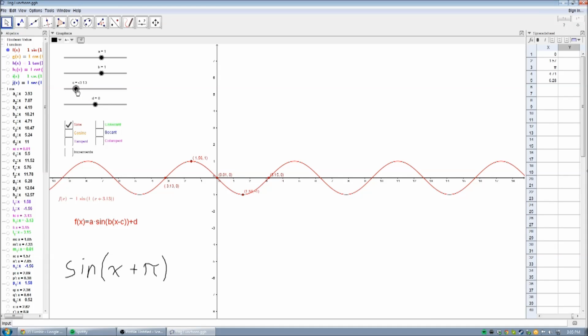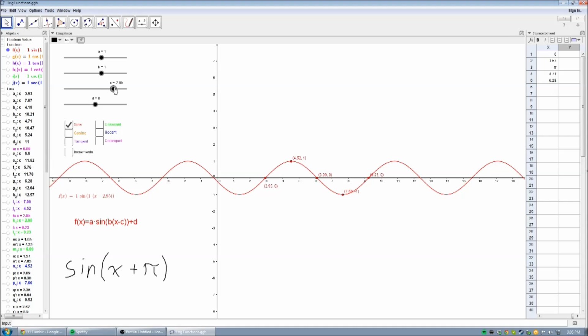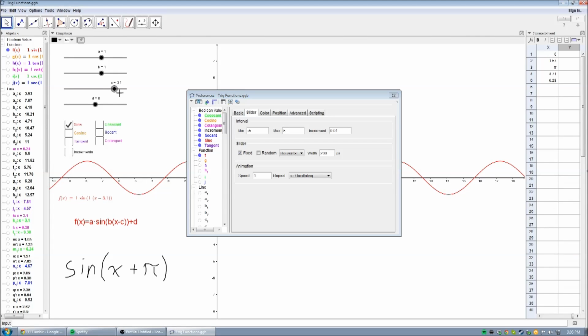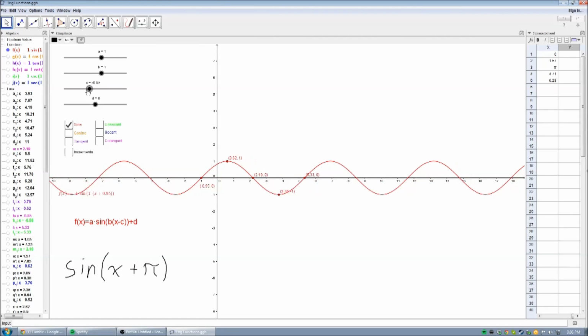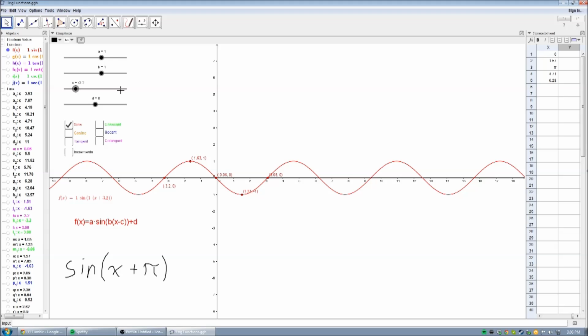When our c variable is negative, now remember, this is x minus c. So if you want to think about it another way, whatever makes this quantity x minus c zero is going to be your horizontal shift. So in this case, I have x plus pi, negative pi is going to be my horizontal shift. And if I had positive 3.14, I would be shifted to the right pi units, where if c was negative pi, I would be shifted to the left pi units.